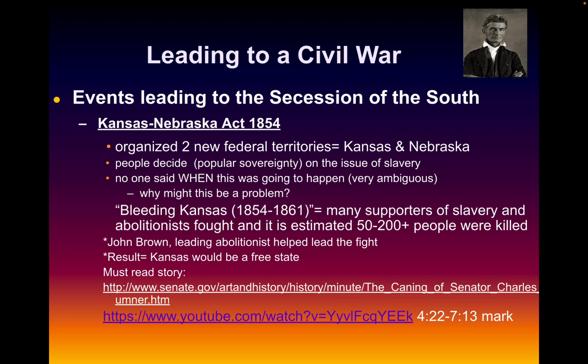Events leading to the secession of the South, the Kansas-Nebraska Act. The Kansas-Nebraska Act in 1854 does the same thing that we were trying to do with territories in the past. It basically organized two territories, one Kansas, the other being Nebraska, and the United States government essentially says that popular sovereignty, in other words, the people will decide the issue of slavery. So this is the government's way of saying, we're not going to decide, we'll make you do it.